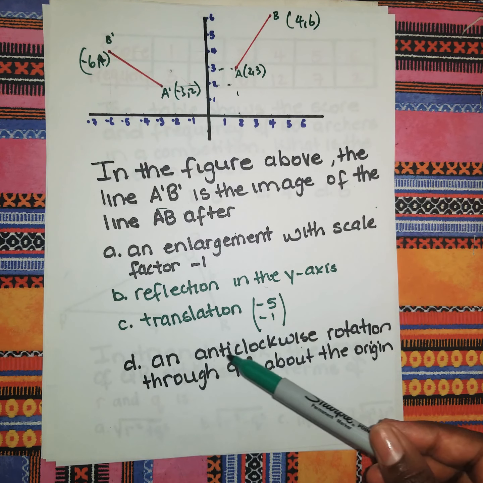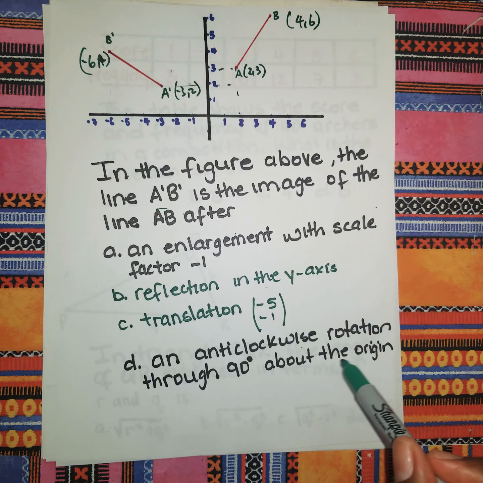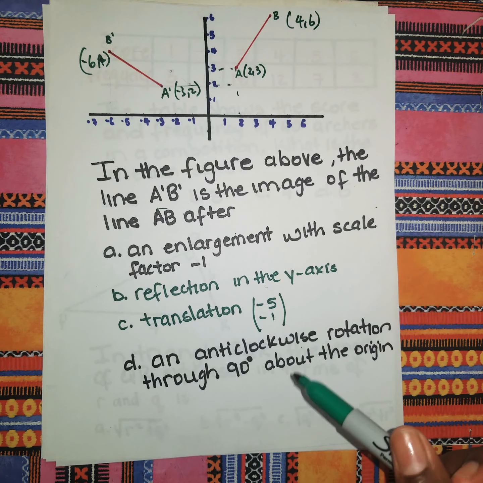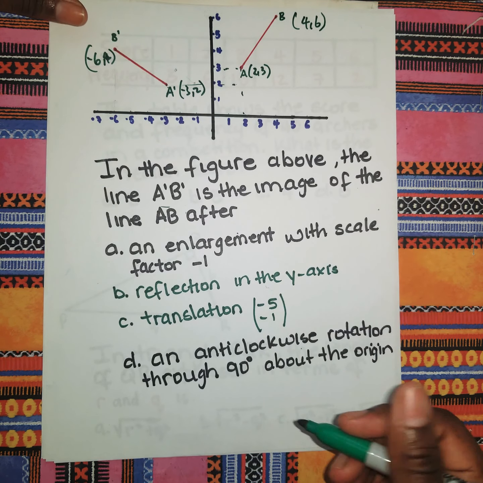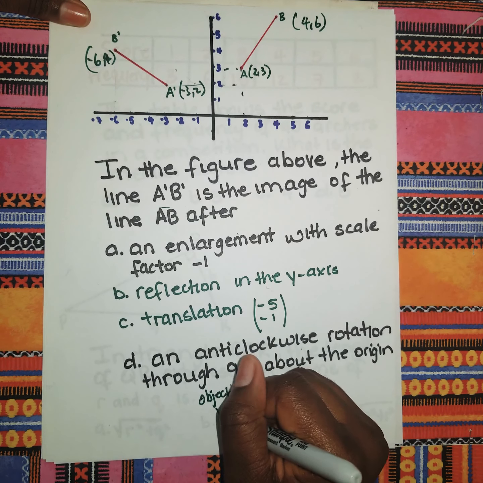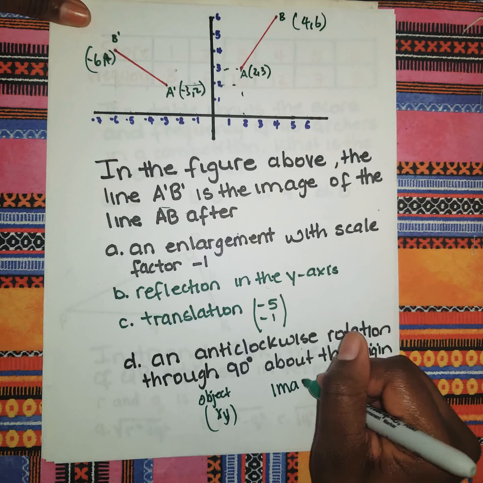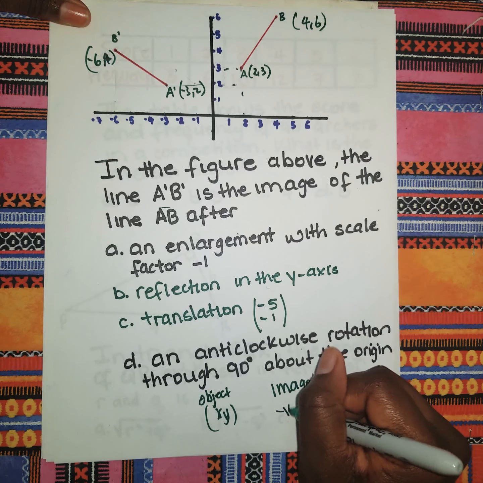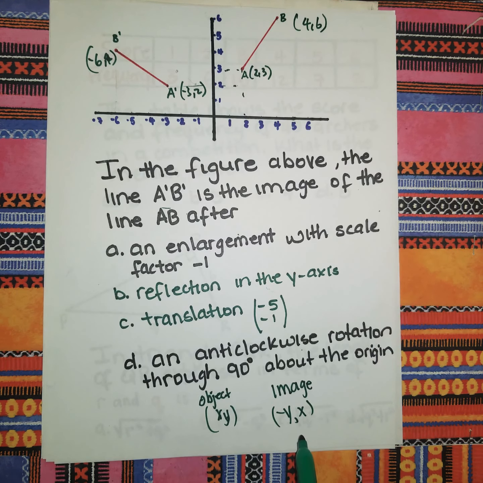So what is left is the anticlockwise rotation through 90 degrees about the origin. And one thing, guys, we can always remember is that once it's rotation, if the object has the point x, y, the image should be negative y, x. So we interchange them and negate the y.